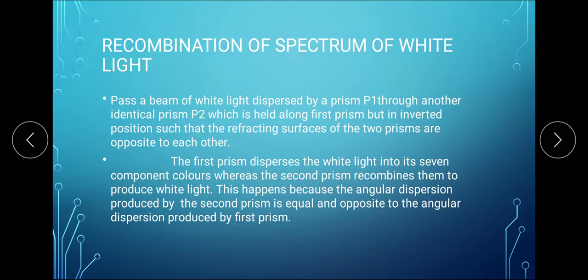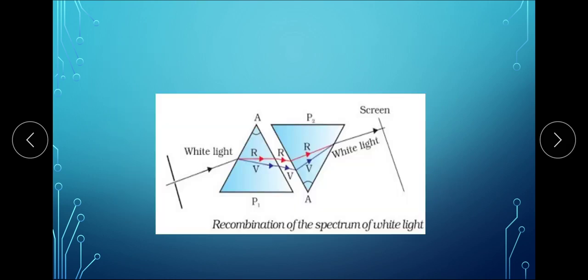So what is going to happen? The first prism will disperse white light into its 7 component colors, whereas the second prism will recombine them to produce white light. Why this happens, students? This happens because the angular dispersion which is produced by the second prism is equal and opposite to the angular dispersion produced by the first prism. Why? Because the second prism is in inverted position.